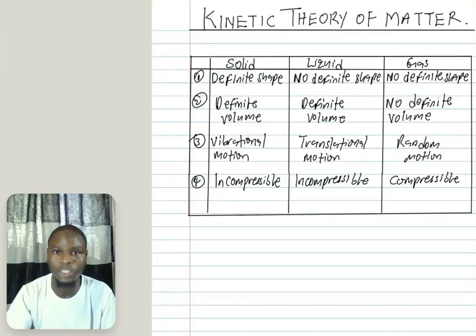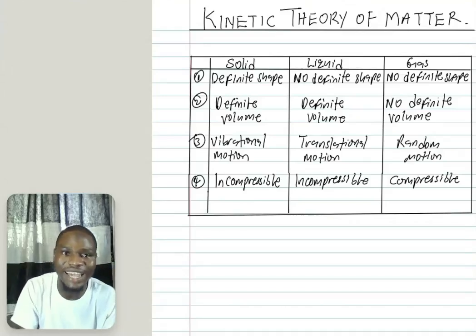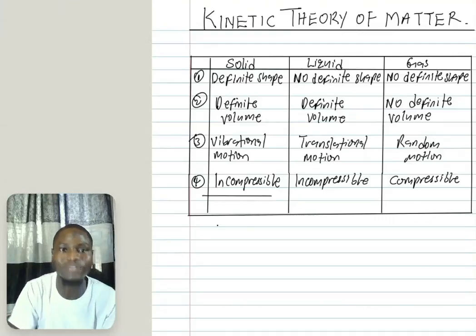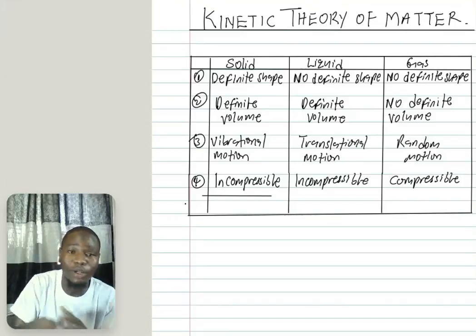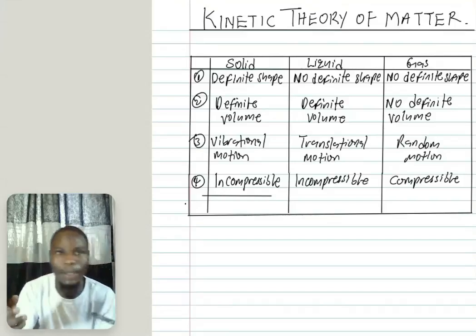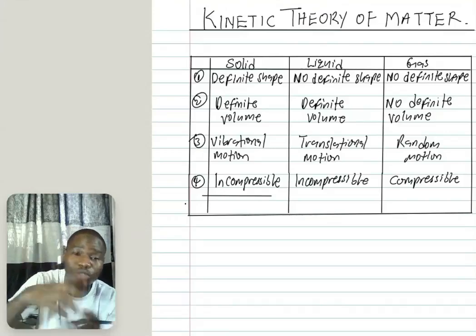As they move randomly, they strike each other and also the walls of the container. Now, here, gases and solids are incompressible. If they ask you to explain this, why are they incompressible? Because they are tightly packed, because they have large cohesive force between their particles.